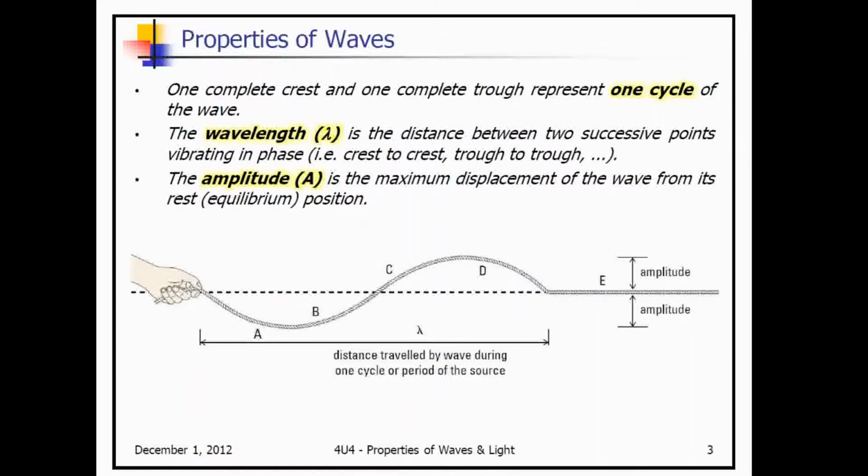The amplitude is the maximum displacement of the wave from its equilibrium position. So its equilibrium position would be where it is if no disturbance occurred. It will have a maximum displacement above that, and a maximum displacement below. The distance from the equilibrium to the maximum or the minimum is the amplitude.